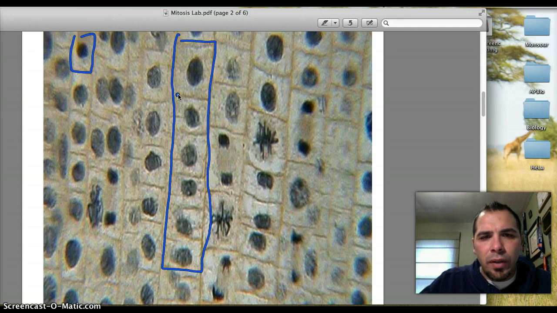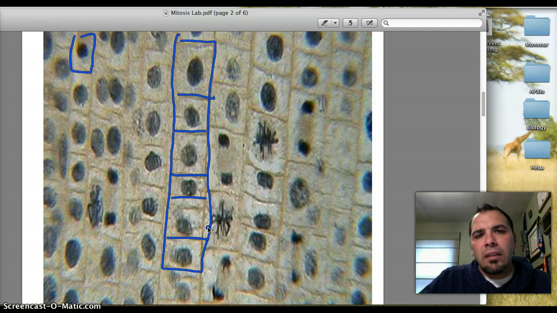But you need to go through and make a data table of the different phases: interphase, prophase, metaphase, anaphase, telophase, and cytokinesis. Telophase and cytokinesis can kind of go together. Now, you're going to get to some points where you can't tell, like, what is this cell? That's up to you if you count it or not.